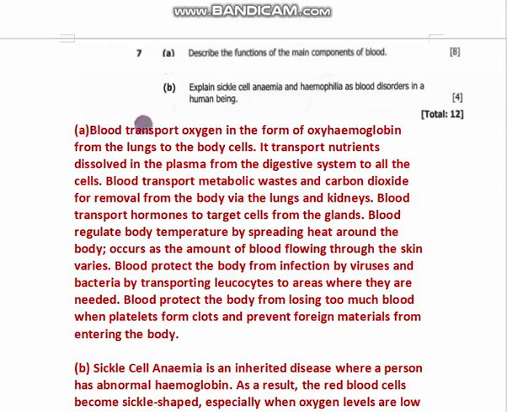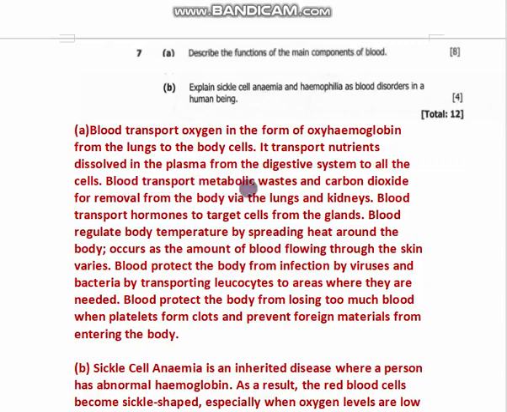So therefore, blood transports oxygen in the form of oxyhemoglobin from the lungs to the body cells. It transports nutrients dissolved in the plasma from the digestive system to all the cells.